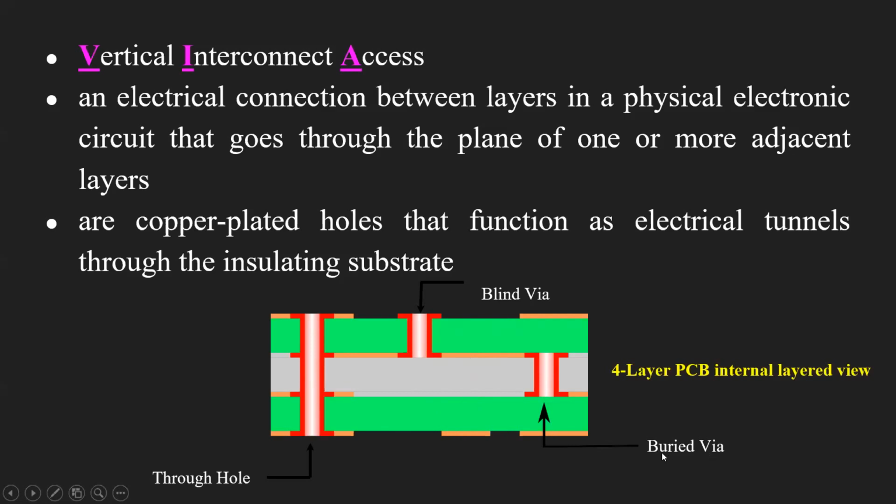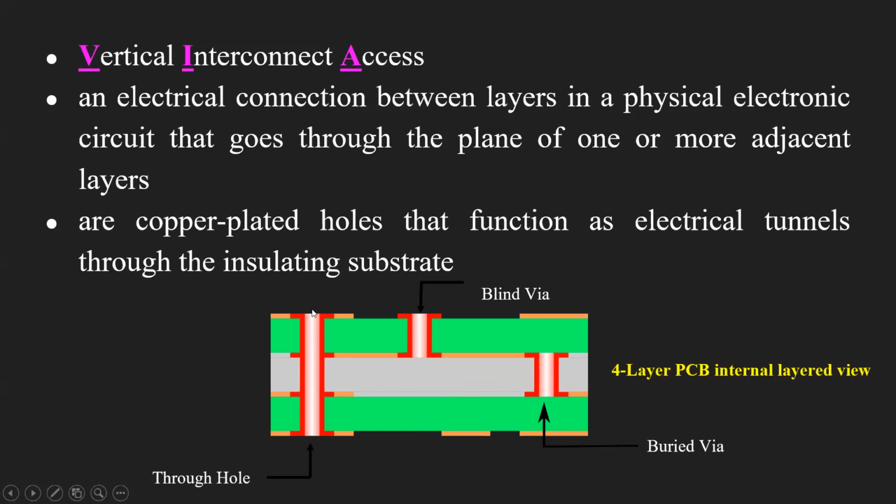The buried via, as the name suggests, means that there is an electrical connection between the second layer and the third layer, that is, between the inner layers rather than the top and bottom layer. If you want to make an electrical connection between the second and third layer, you will use the buried via. Buried via is generally used in 8-layer or 6-layer PCBs. There is no need to define a buried via in a 4-layer PCB, and there is no buried via in a 2-layer PCB. And this is the through hole.